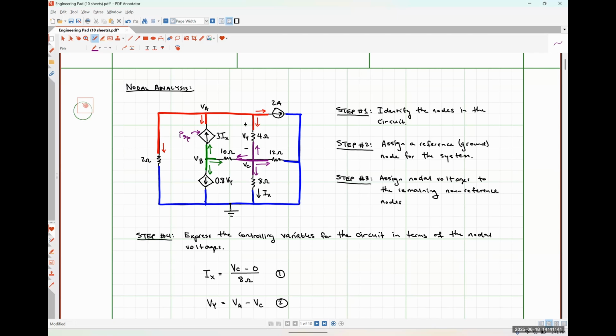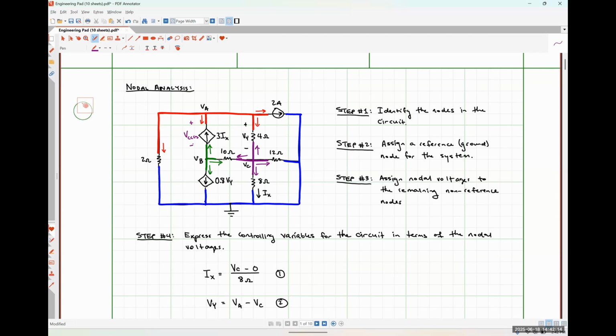We could find the voltage drop doing VA minus VB, and then the current doing 3 times IX. Exactly right. So the voltage drop of VA minus VB would be the voltage drop. Let me erase this real quick and write this as maybe CS, with positive polarity up here and negative polarity down here.